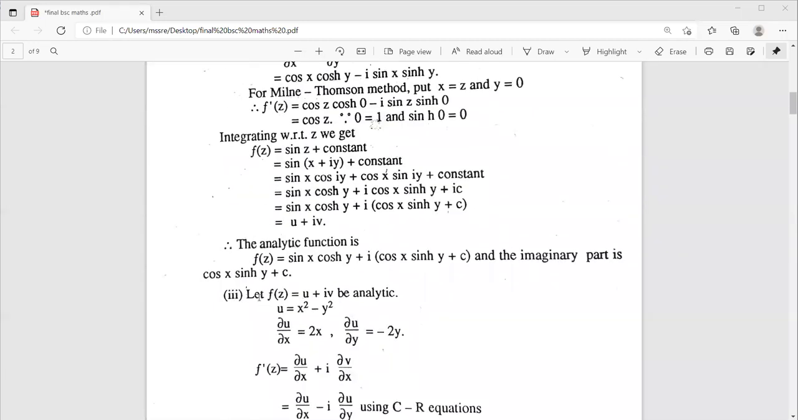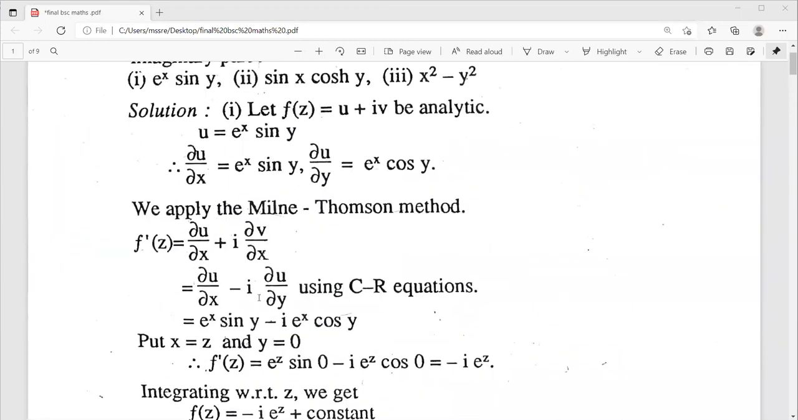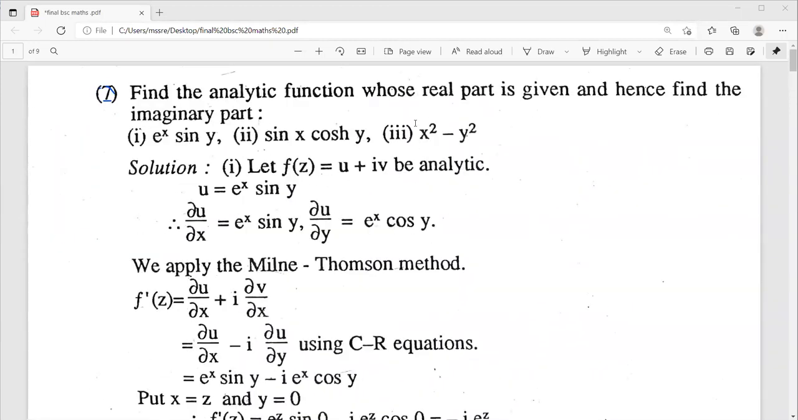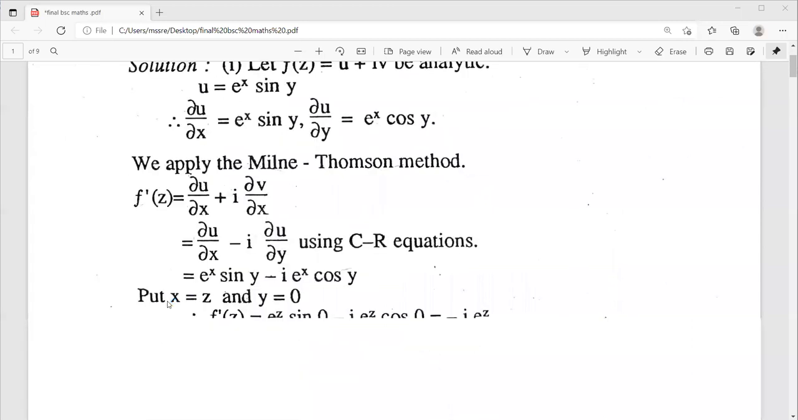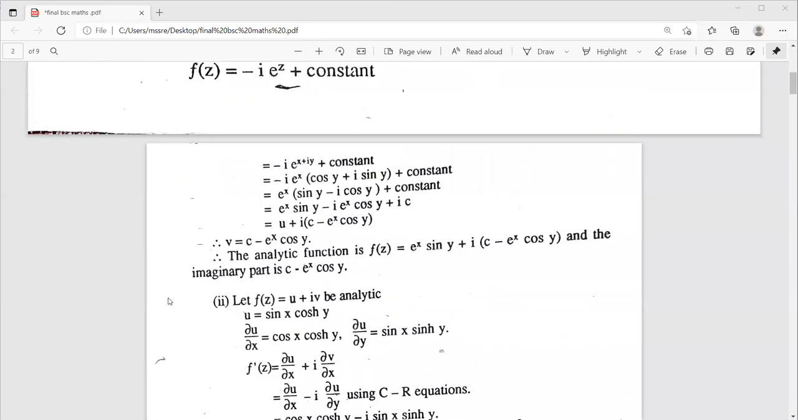Okay, let us go to the third problem. What is the third problem? Third problem: given the real part is x square minus y square, you have to find the imaginary part and also the analytic function.